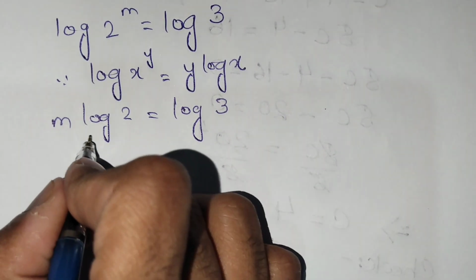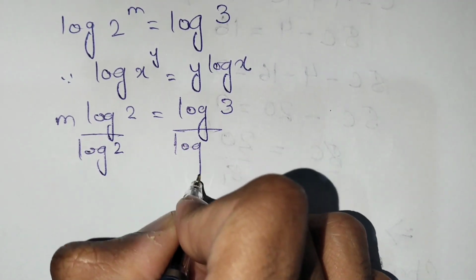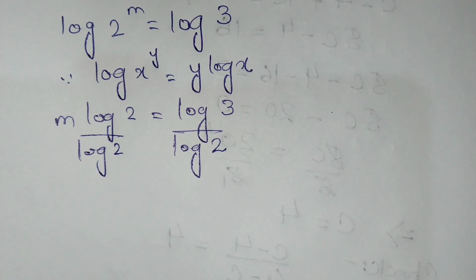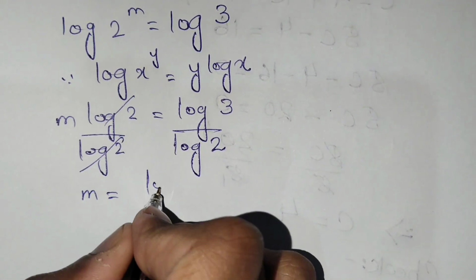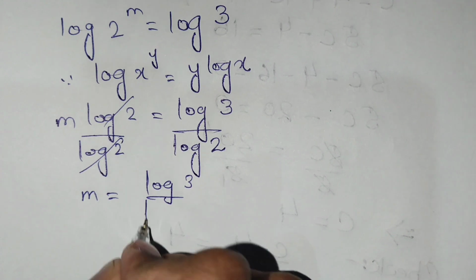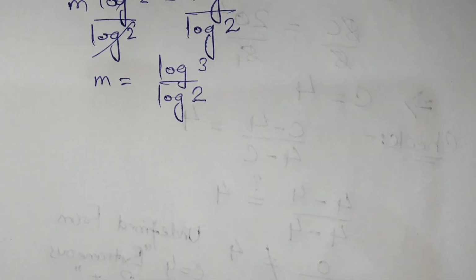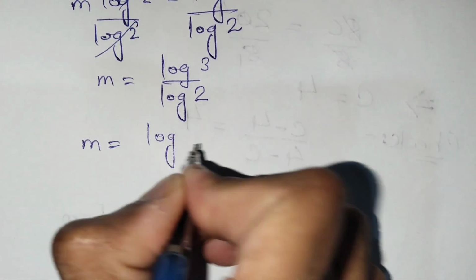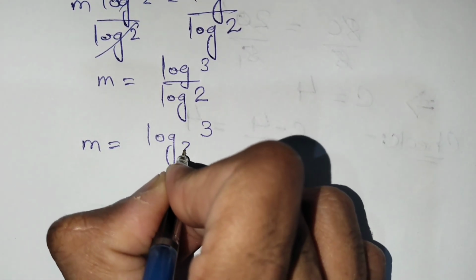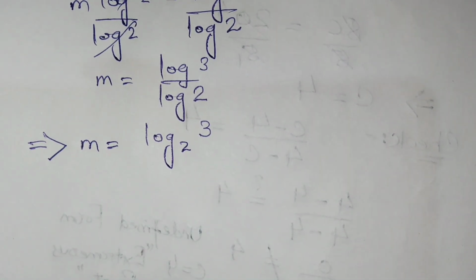Divide by log 2 on both sides. Log 2 cancels with log 2, you get m equals log of 3 divided by log of 2. Here we will use the change of base rule of log to get the final value of m, that is log of 3 with the base 2. This is the value of m from the first case.